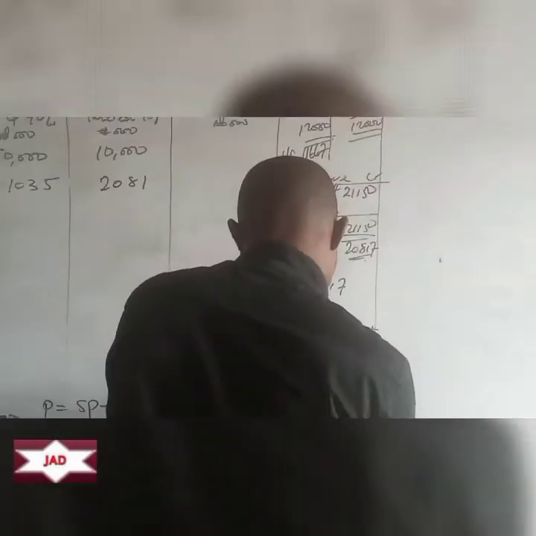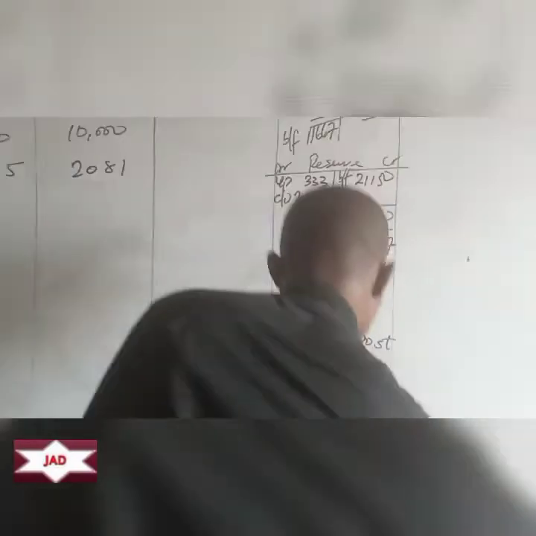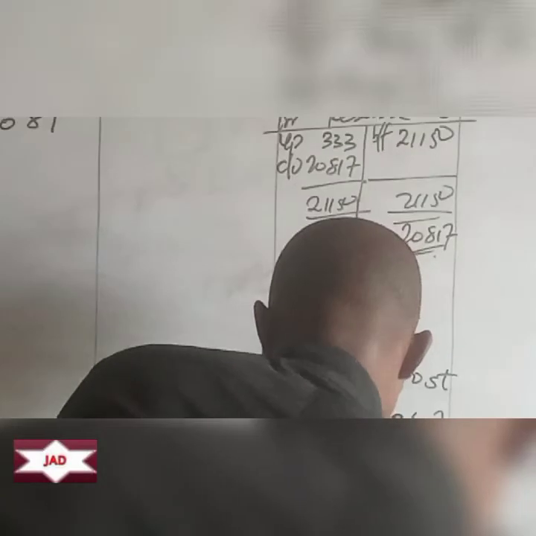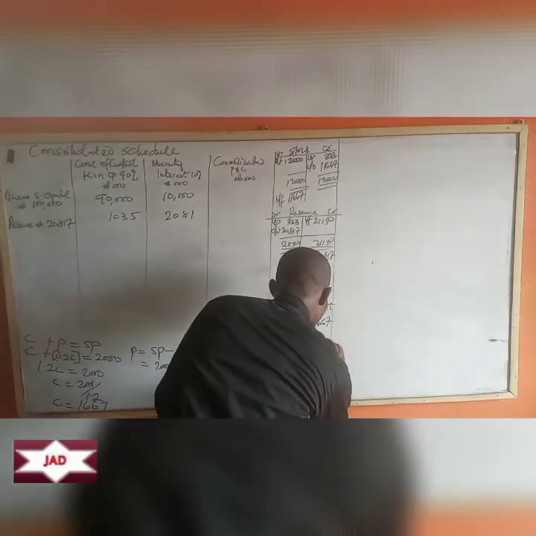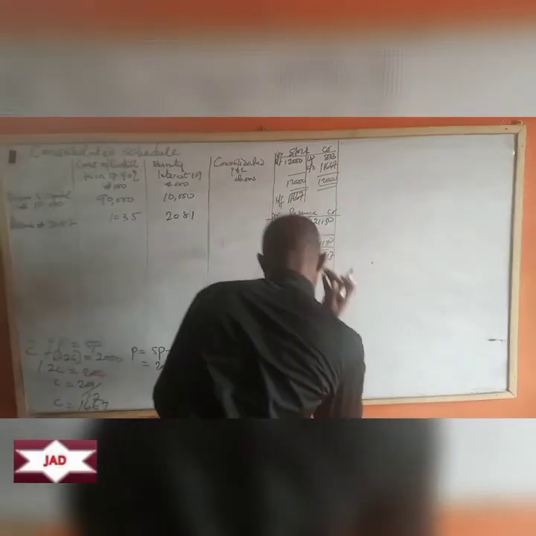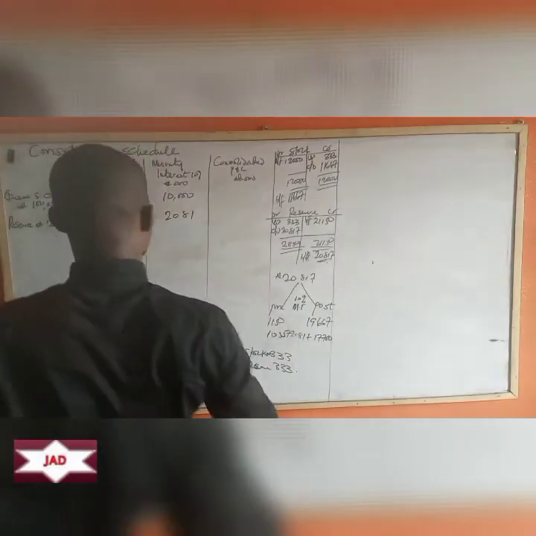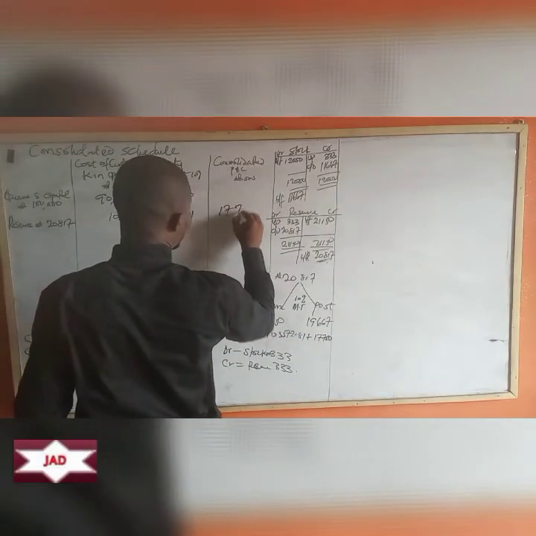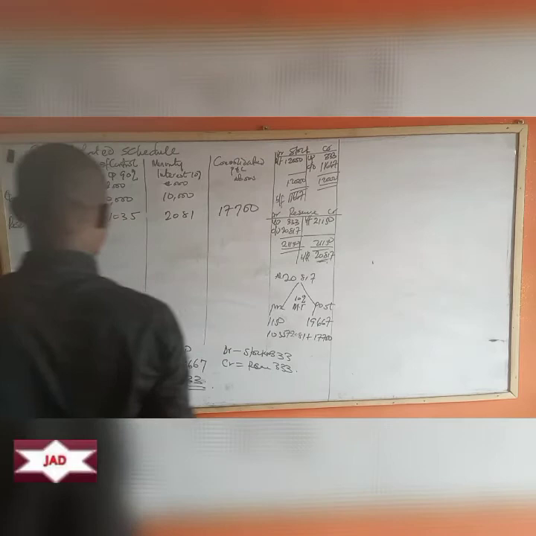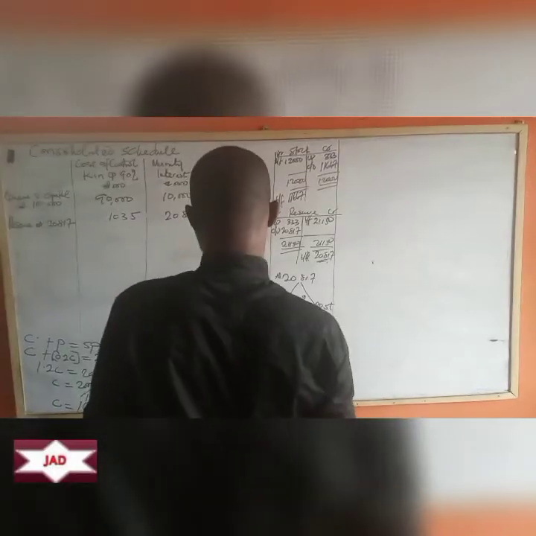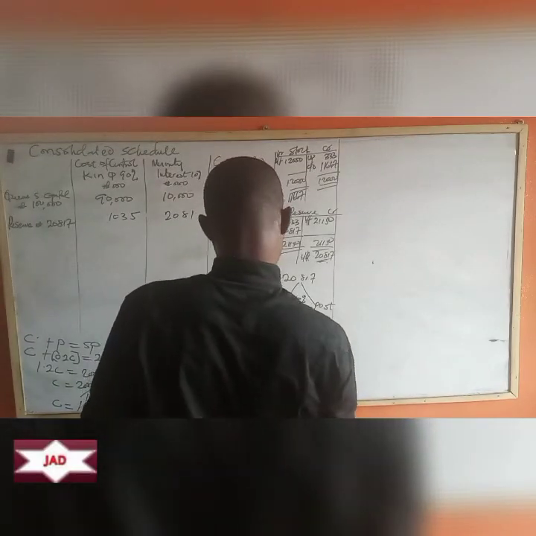19,667. What do you have? 17,700. That's 0.3. 17,700 approximately. Okay, we have 17,700. Of course, we have approximations there.